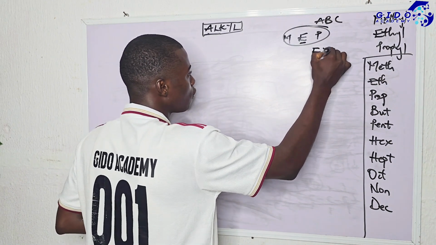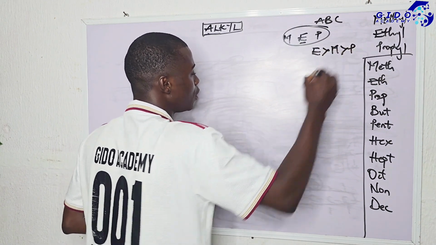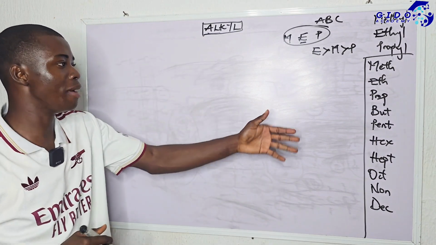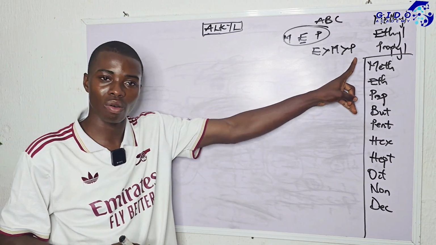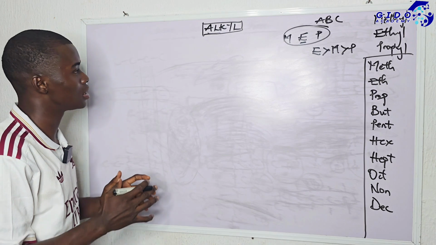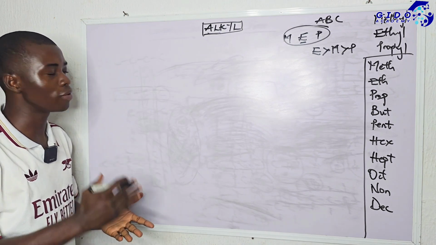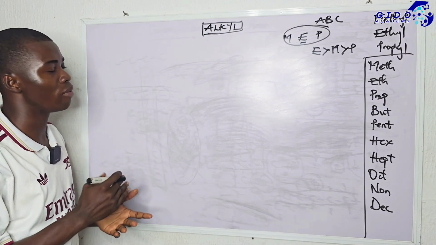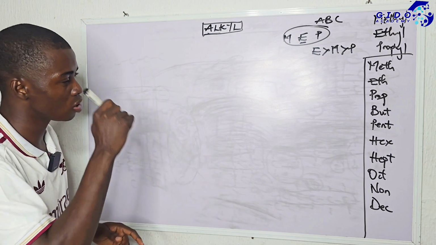E first, followed by M, followed by what? By P. So you call it the EMP. Ethyl, methyl, what? Propyl. So that is what you do. You name the compound using what? Alphabetical what? Order. So let me show you something real quick.